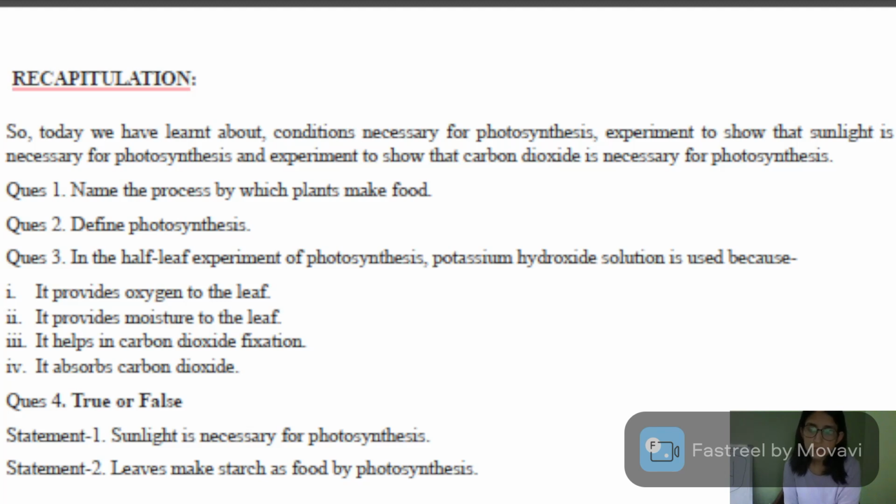Then we have these true or false statements which you will be responding to. The first statement is that sunlight is necessary for photosynthesis. You will be writing your answers in the comment section. We have done this experiment; was it stating that sunlight is necessary, or that sunlight is not a necessary component for the photosynthesis process? I'll give you 5 to 10 seconds for that.